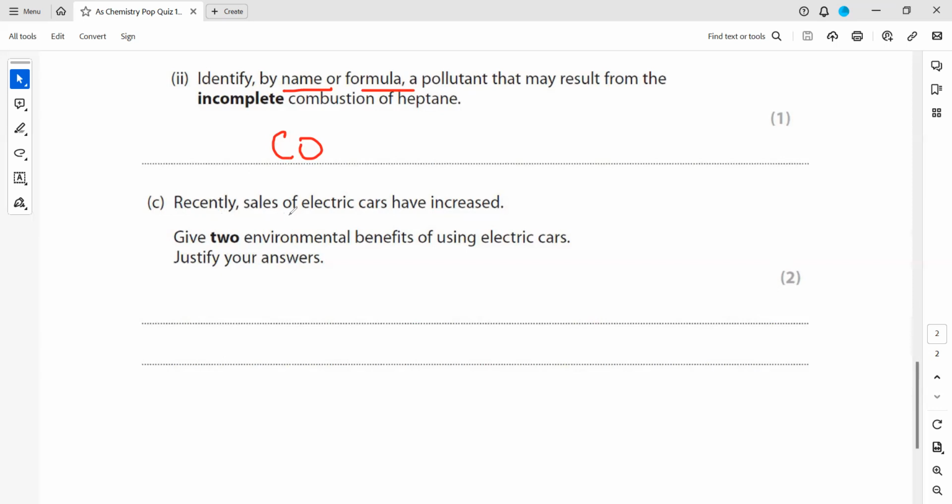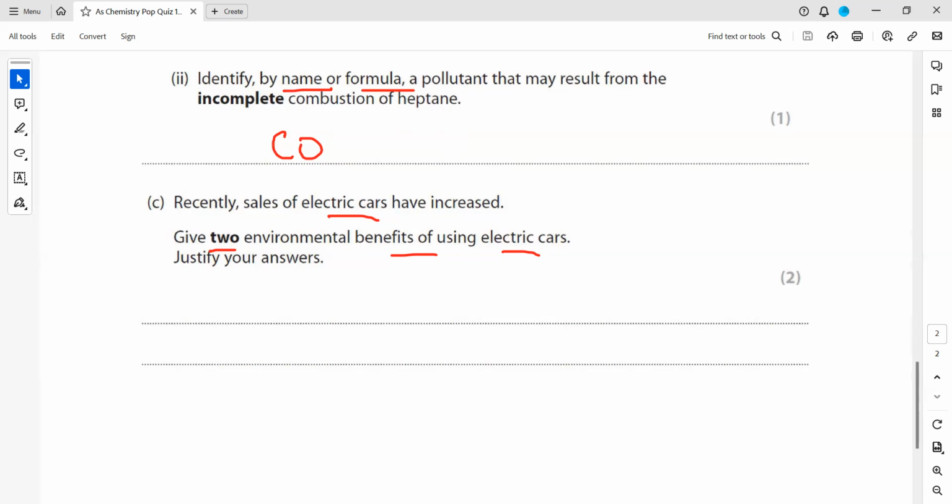Recently, sales of electric cars have increased. Give two environmental benefits of using electric cars. Justify your answer. As you will find, the sale of electric cars has increased. So what are the reasons? The main reason is electric cars do not produce any carbon dioxide. So they do not release a greenhouse gas, and do not cause global warming.